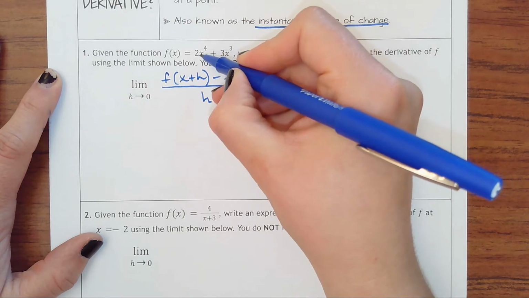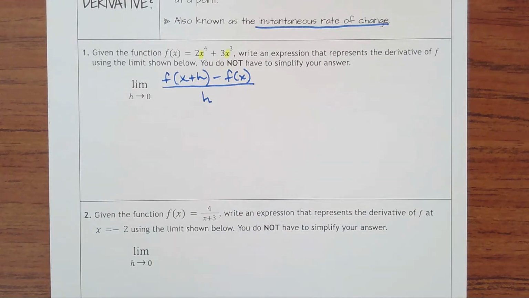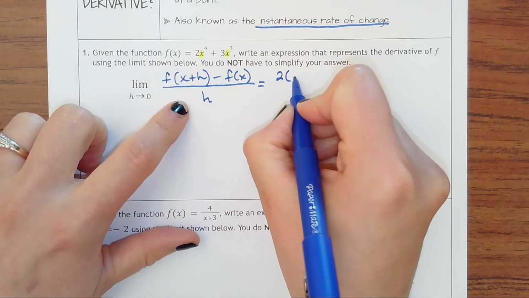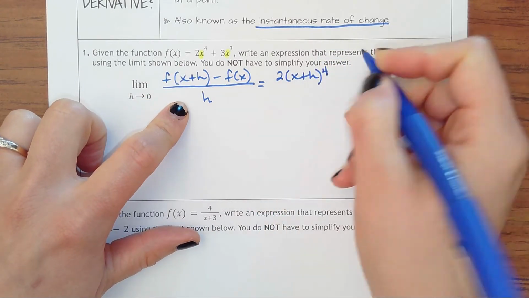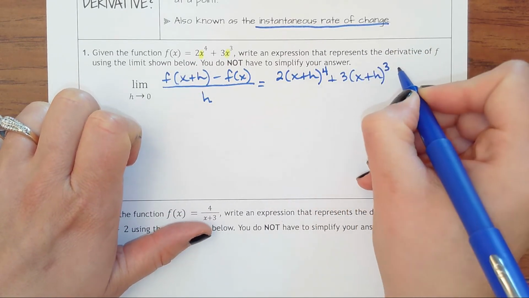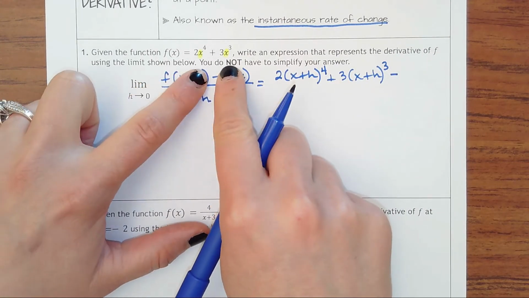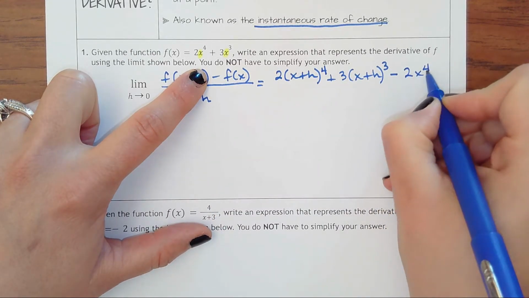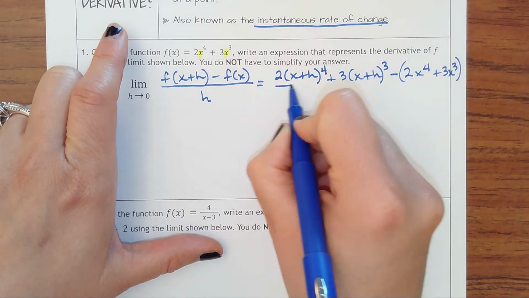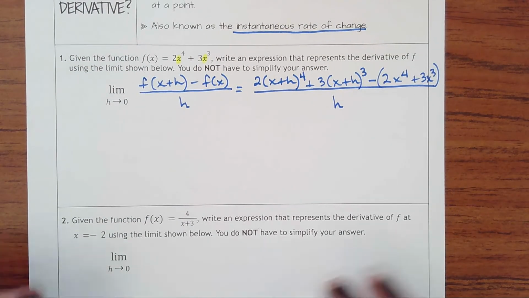So I'll have to take this function, and remember I'm going to plug in x plus h every time I see an x. And so what that would look like is having 2 times x plus h quantity to the 4th plus 3 times x plus h cubed minus f of x, which is just the function. So minus 2x to the 4th, but I better put parentheses around it, plus 3x cubed, all over h. You can put it in exactly like that.